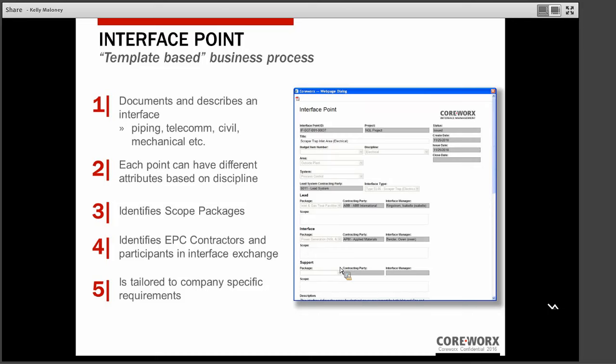And finally, most organizations are really looking to implement best practices and to standardize across all of their projects. But you also want to make sure that you have that flexibility and ensure that you can meet project-specific requirements when needed. So the interface point form can be tailored to meet those project-specific requirements.